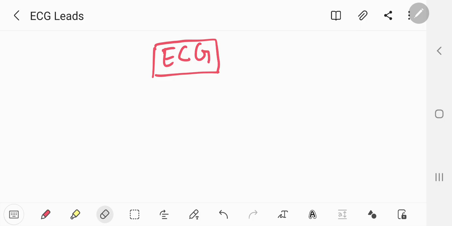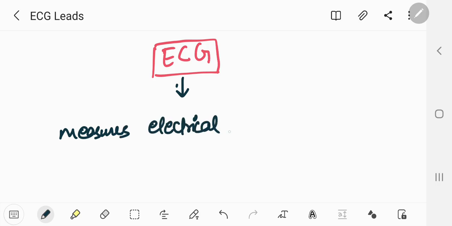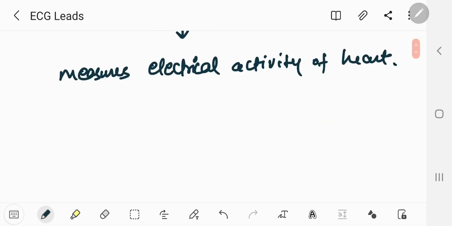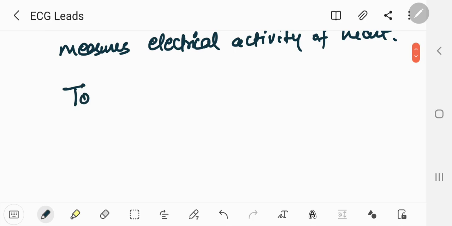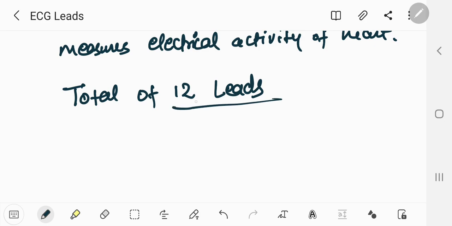in the ECG. Now, what is ECG? What does it do? ECG basically measures the electrical activity of the heart. ECG measures the electrical activity of the heart using the leads. Now, there are a total of 12 leads used in the ECG, placed on different parts of the body.